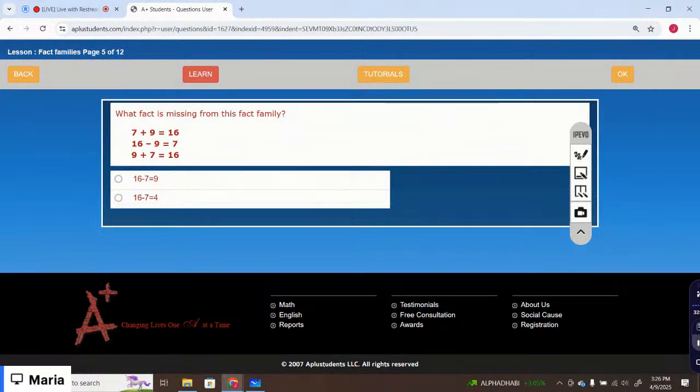What fact is missing from the fact family? Option number one is the correct option. That is 16 take away 7 equals 9.